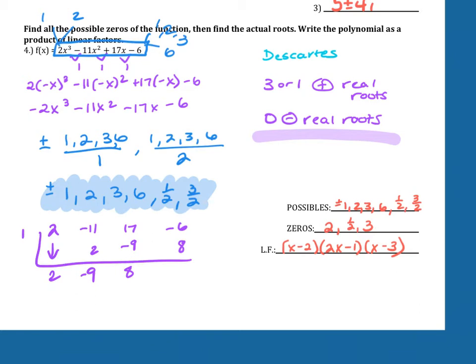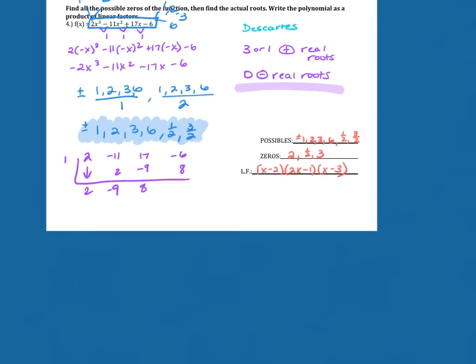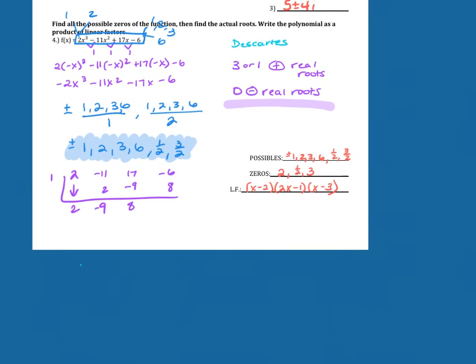Doesn't work. Do not erase your work tomorrow. So I know you get in Notability and you just white out the outsides and start it over again. I need to see you test the possibles. So do not erase your work, okay? Yes, I know it takes an extra 30 seconds to rewrite it, but you're going to have to rewrite it. So I'm going to rewrite 2, negative 11, 17, negative 6. Put it in the box.